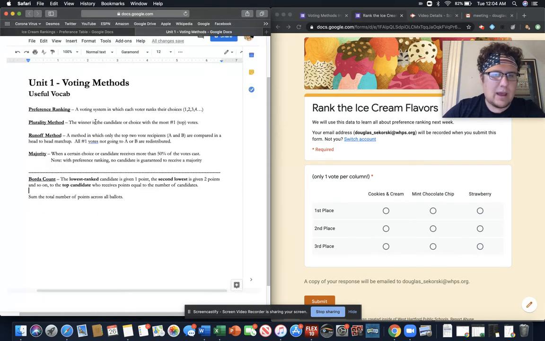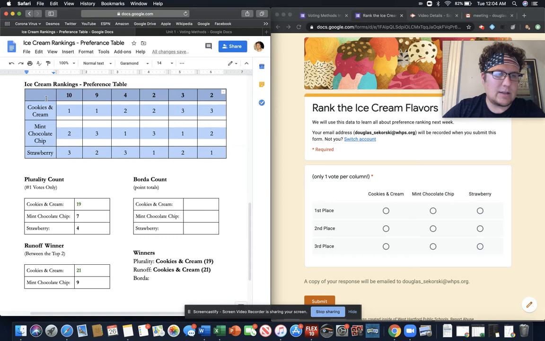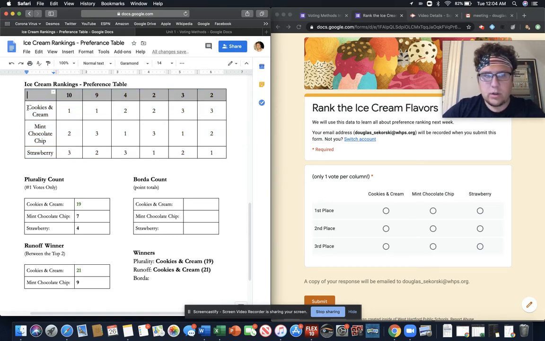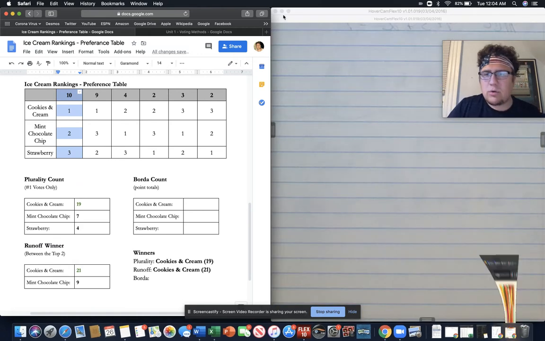So let me just put that in simpler terms in terms of the ice cream here. That means that we're going to look at all 10 people in this column. And for cookies and cream, you see how they've ranked cookies and cream number 1? Well, we're going to give 3 points to every one of those votes because there are 3 categories of ice cream, right? We have cookies and cream, mint chocolate chip, and strawberry. So I think the easiest way to do this is to just show you.